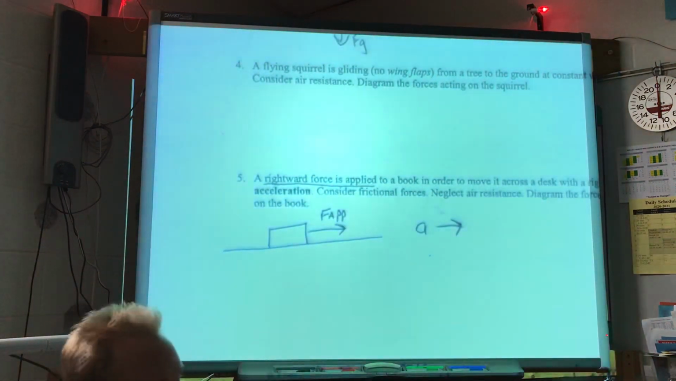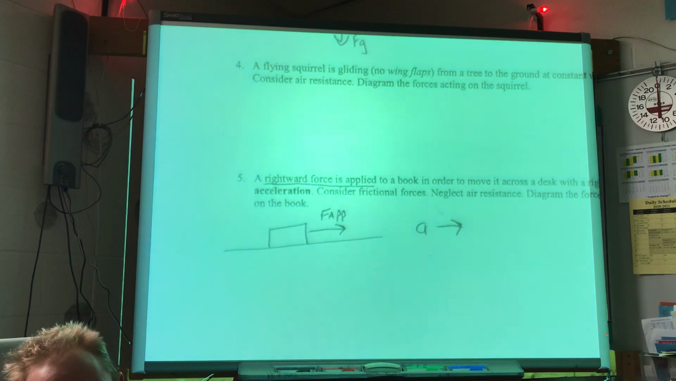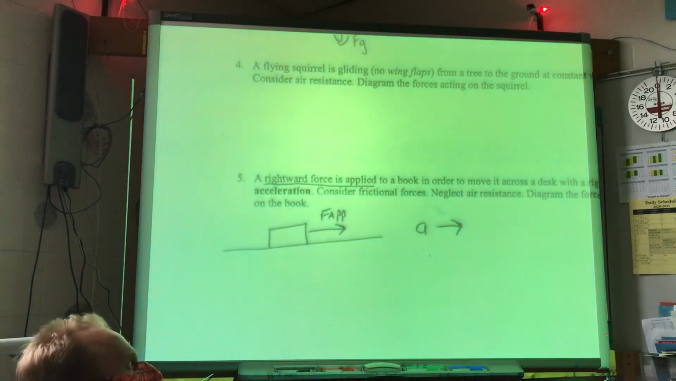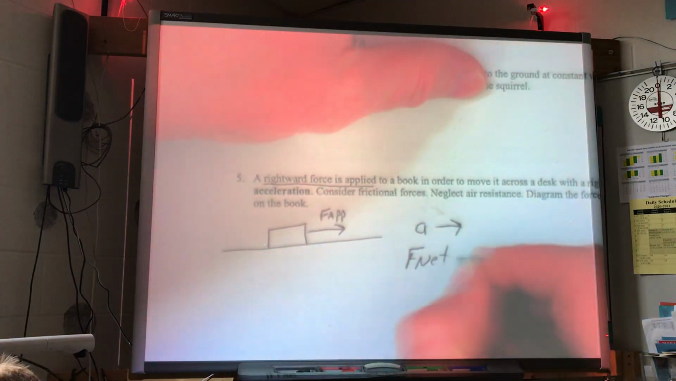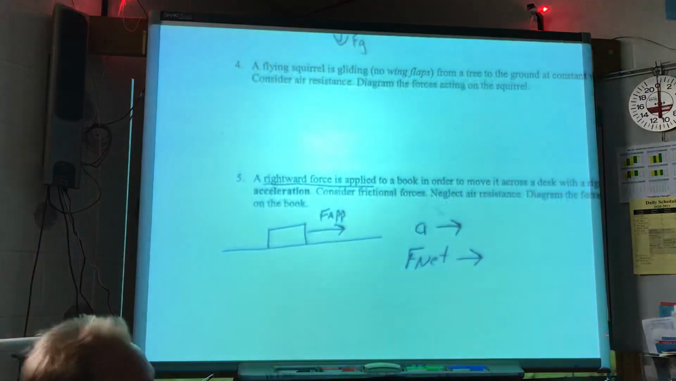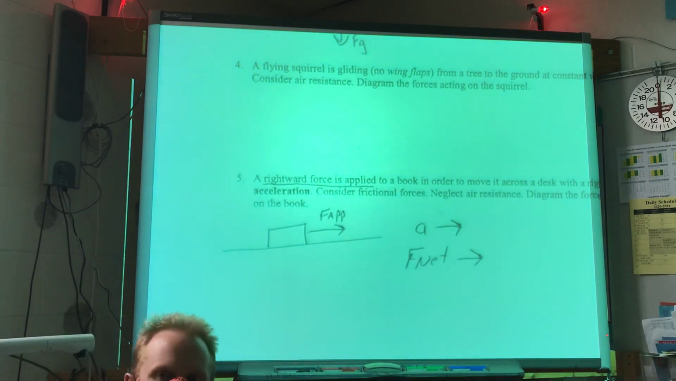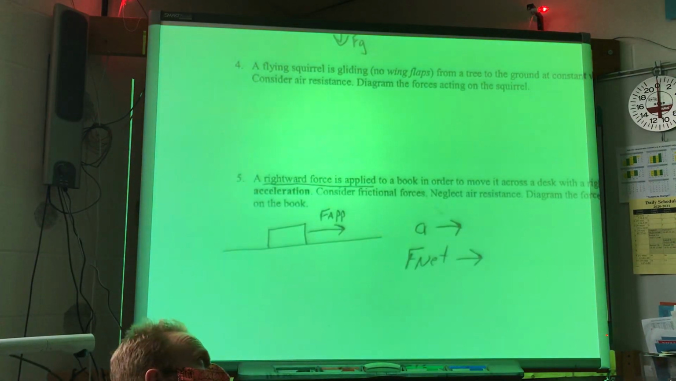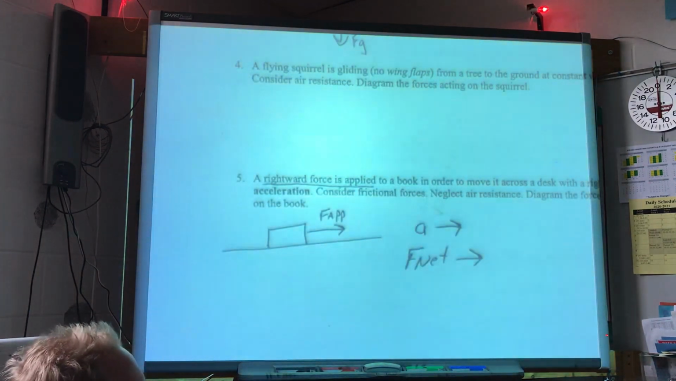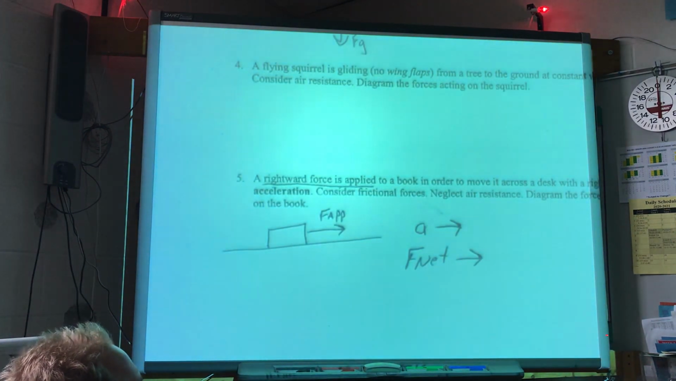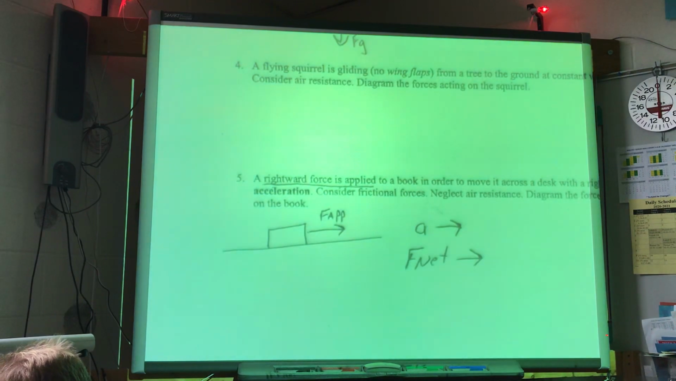So does that mean acceleration is 0 or not 0? Not 0. And if my acceleration is to the right, that means my F net is also going to be to the right, which means my unbalanced forces are to the right. Consider frictional forces, neglect air resistance, diagram the forces acting on the book.